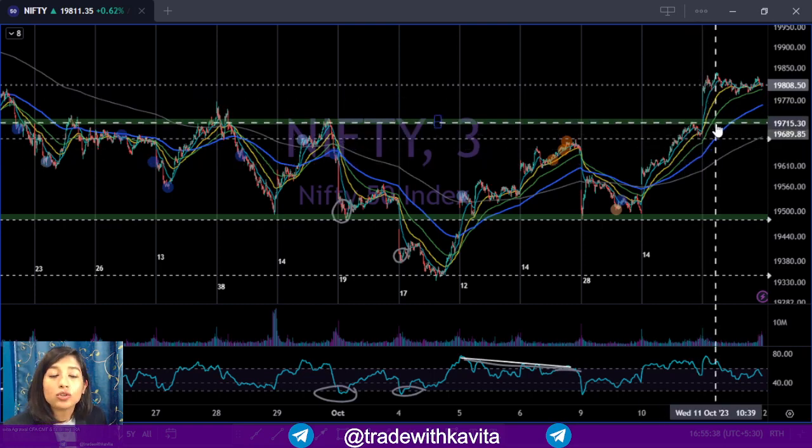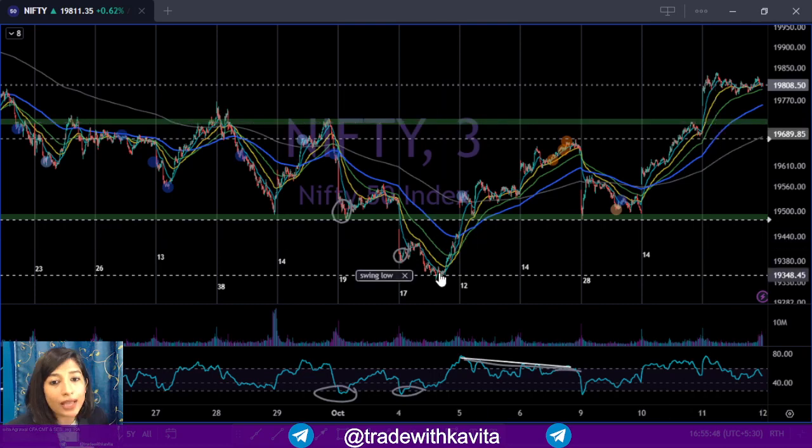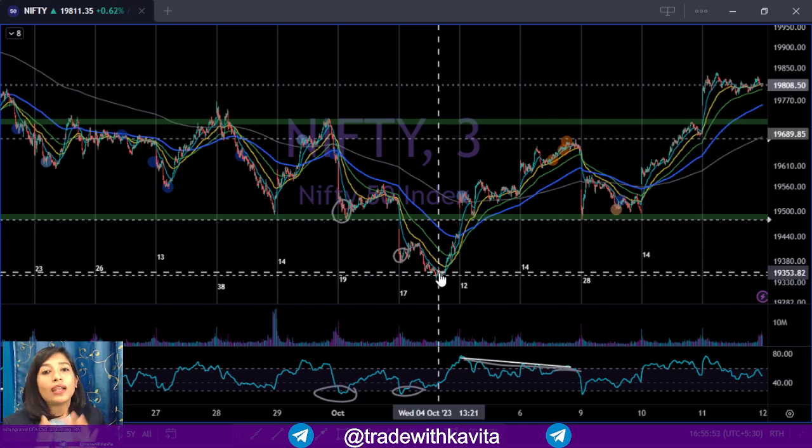19,600 was also the most important resistance that I was seeing. And now that it has been breached and the market has gone up, in my opinion, it is the beginning of a fresh new trend. And the fresh new trend from my side had been announced when Nifty took a support at 19,350. And I had been telling everybody that 19,200 is a strong support, so don't worry as long as that is set.